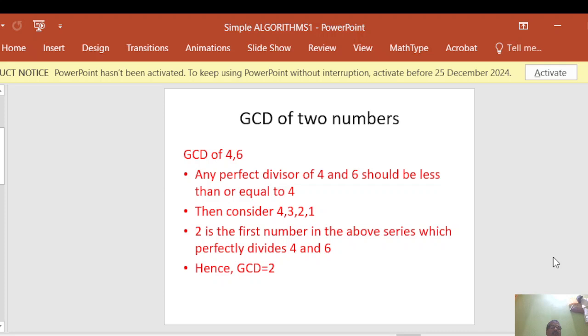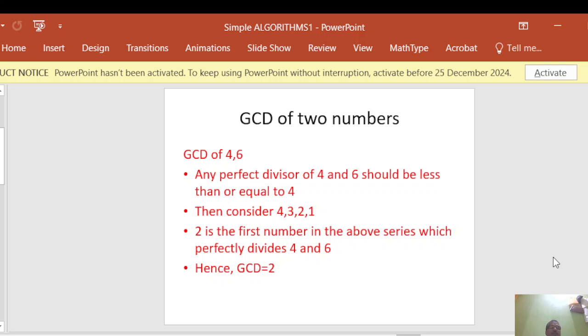Let us see a small example. Finding GCD of 4, 6. Any perfect divisor of 4 and 6 should be less than or equal to 4. Then consider the sequence starting from 4: 4, 3, 2, 1. In this sequence, 2 is the first number which perfectly divides both 4 and 6. Hence GCD equal to 2.